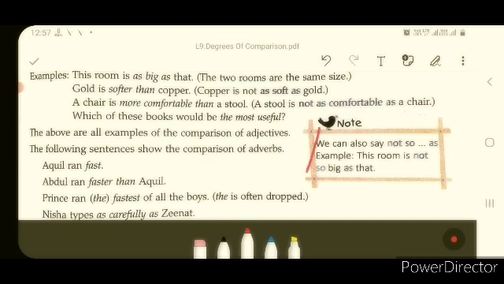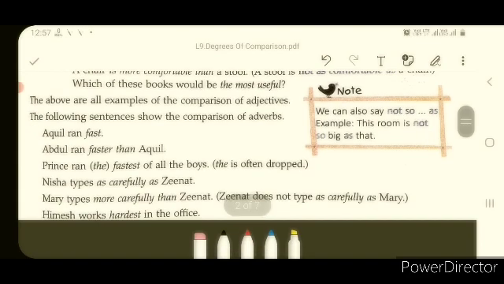Akil runs fast. Akil is the name of a person, he runs fast. Abdul ran faster. See, ran, it adds to the meaning of the verb ran, isn't it? That is why it is an adverb here. Abdul ran faster than Akil. Prince ran the fastest of all the boys. Yes, we often use the while we speak, but in terms of writing, the is often dropped for the sake of brevity. So Prince ran fastest of all the boys.